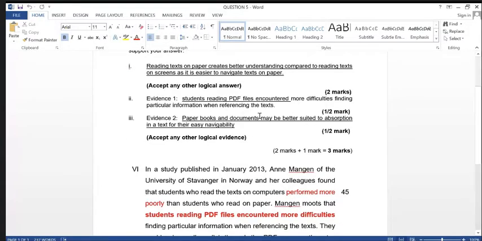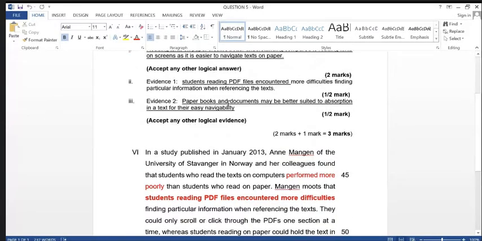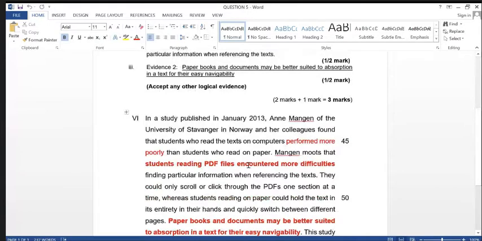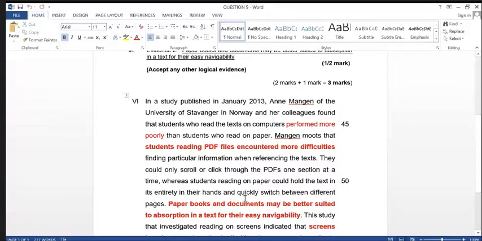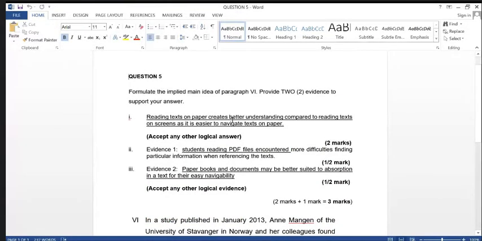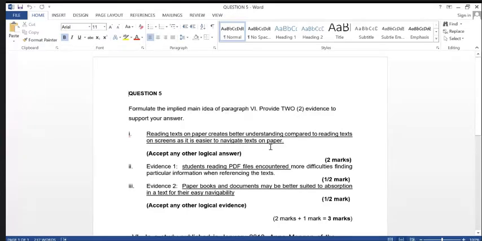Again, let me repeat. Evidence can be taken from the paragraph. Like evidence one, I took it from here: students reading PDF files. And evidence two, paper books and document, I took from here. Why I took them, you can see how they link with my implied main idea. I said that reading text on paper creates better understanding compared to reading text on screen, as it is easier to navigate text on paper. This is because this paragraph is talking about reading text, screen versus paper. This is what this paragraph is about. And I write it in a complete sentence.